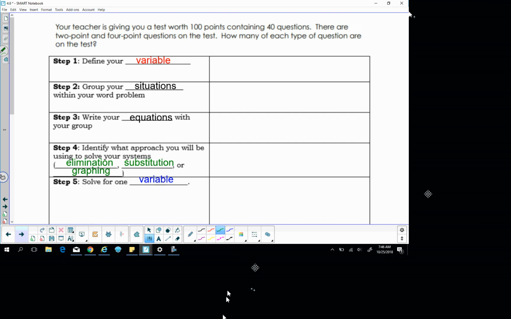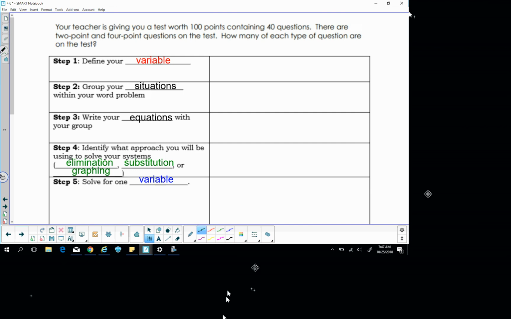So first one says your teacher is giving a test worth 100 points containing 40 questions. There are 2-point questions and 4-point questions on the test. How many of each type of question are on the test? So first we look at what's the question asking. It's how many type of questions. And so what are the different point questions that are going to be on this test? What's one of the type of questions? How many points are those worth?